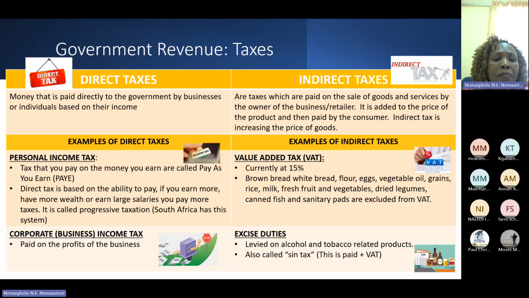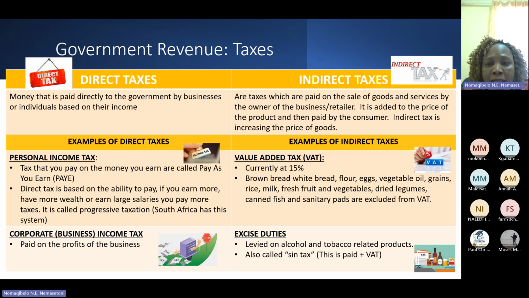In the case of direct taxes, it is the money that is paid directly to the government by the businesses or individuals based on their income. Examples of direct taxes are, number one, the personal income tax, and then we also have the corporate or the business income tax. The personal income tax is the tax that you pay on the money you earn, and we call it pay as you earn.